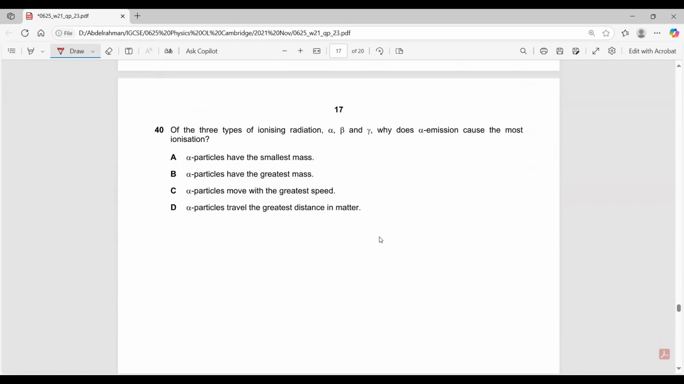Of the 3 types of ionizing radiation, alpha, beta, and gamma, why does the alpha emission cause the most ionization? Alpha particles have the smallest mass? Actually, no, they have the greatest mass. Okay?